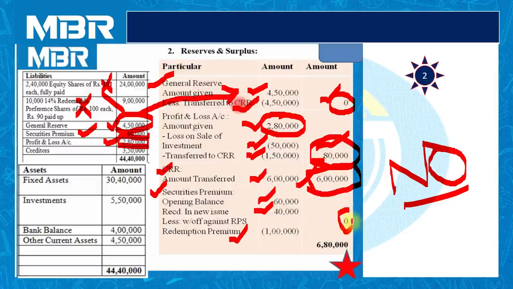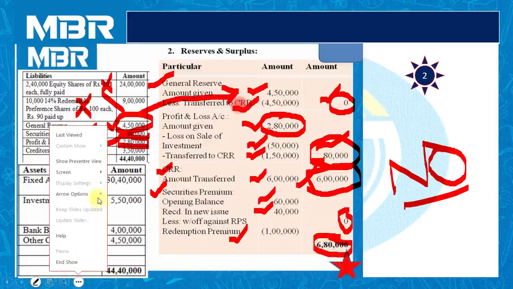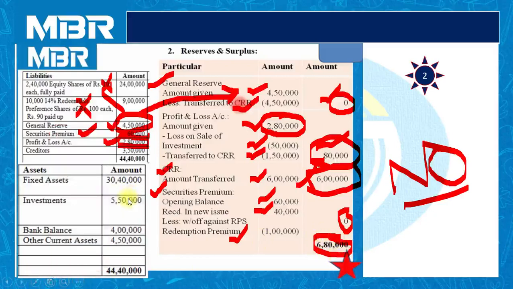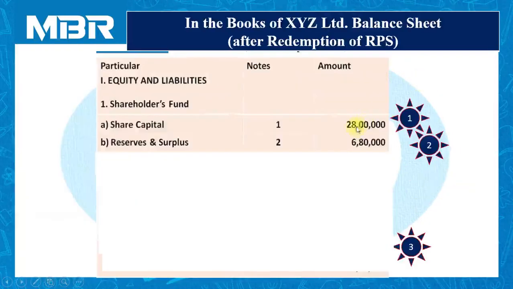So the balance is 0. So 0 plus 80,000 plus 6 lakhs is equal to a total of 6 lakhs 80,000. So in this way, we have to calculate the balance of the reserves and surplus account in each and every question. So here we have mentioned the closing balance of rupees 6 lakhs 80,000.